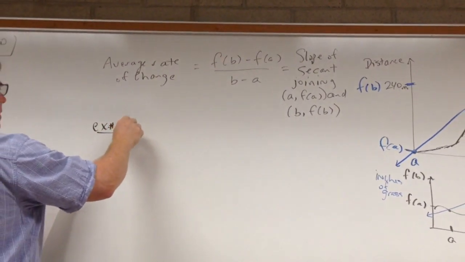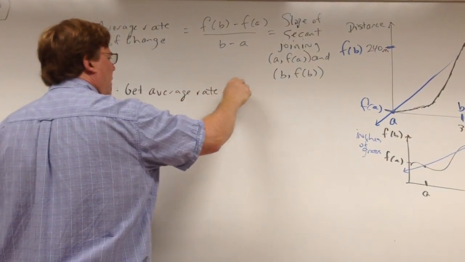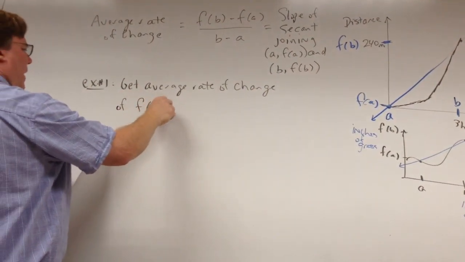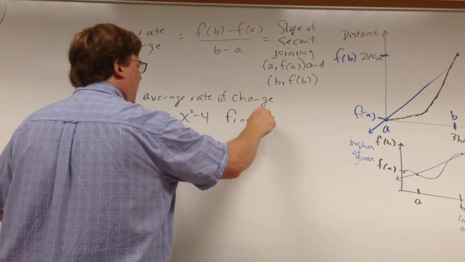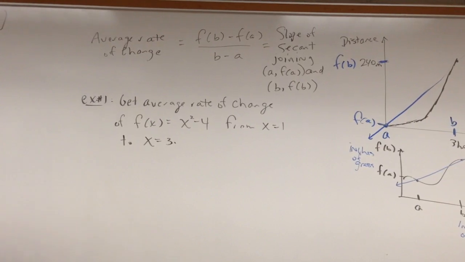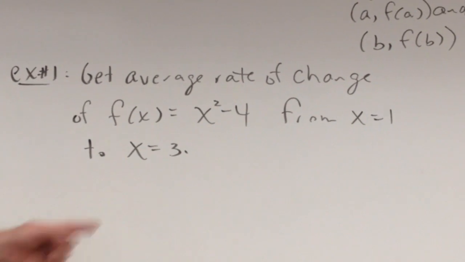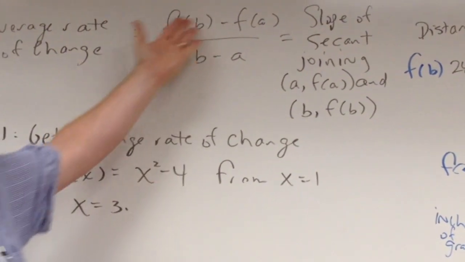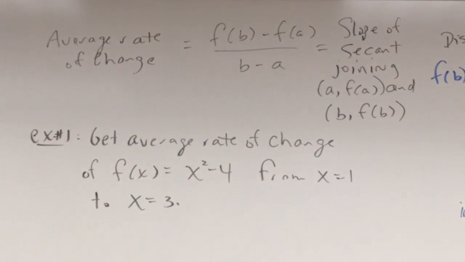Example number 1. Get average rate of change of f of x equals x squared minus 4 from x equals 1 to x equals 3. Okay? So this is the problem I'd like everyone to do. And how are you going to do it? Find what the x and y are at x equal 1, find what the x and y are at x equal 3, and then plug into that formula. Just get the slope of the line joining them. Good luck. I'll give you 60 seconds.